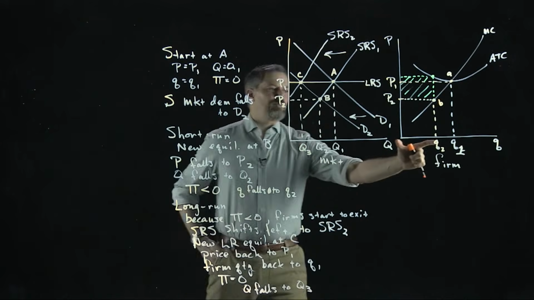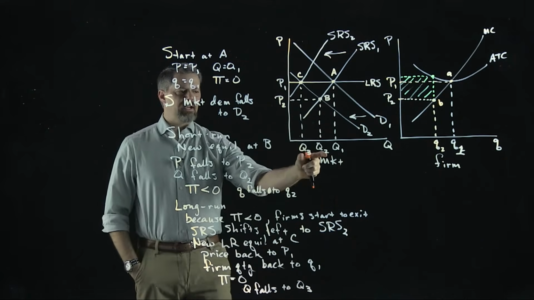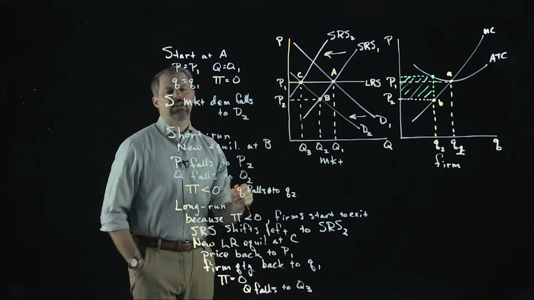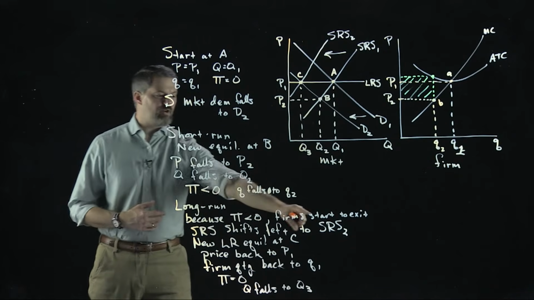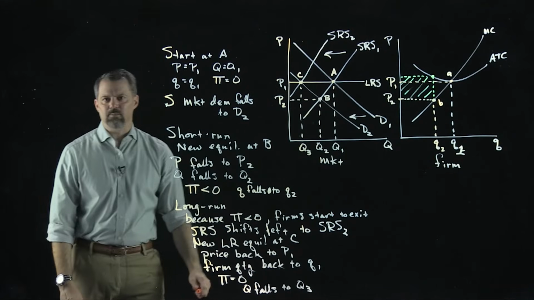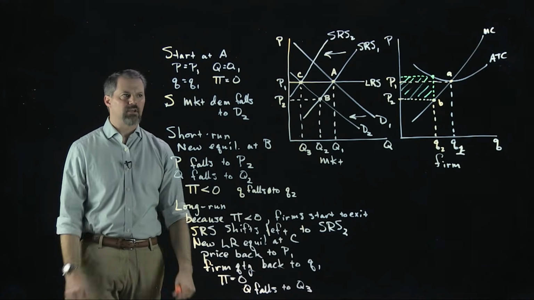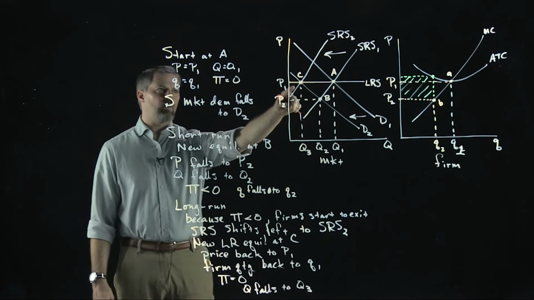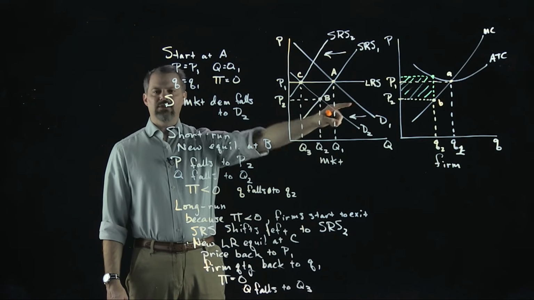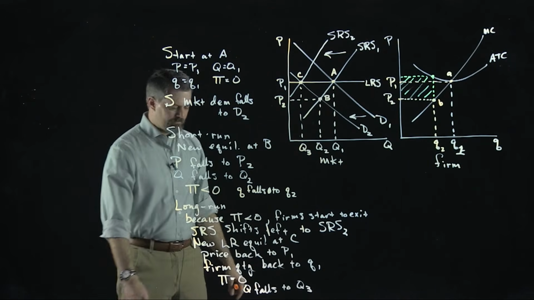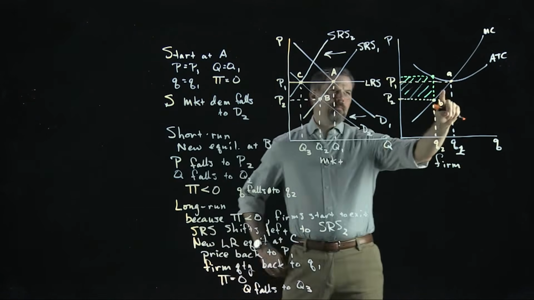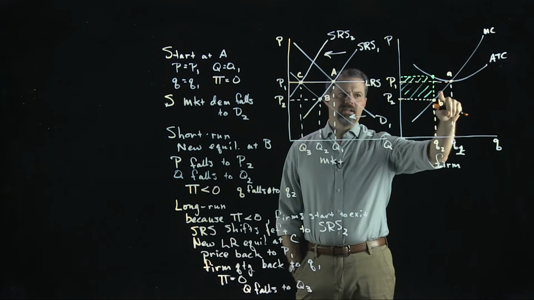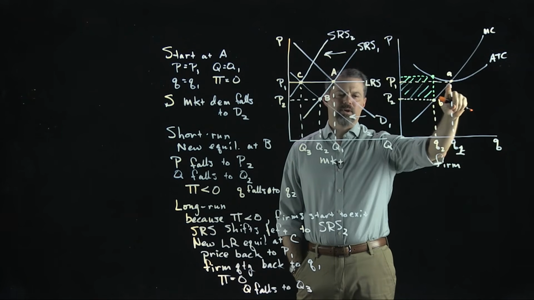Each firm is back to producing Q1, but the total quantity in the market has fallen to Q3, and the reason is that there are fewer firms in the market because firms have exited the market. So the size of the market shrinks. But we're back to a new long-run equilibrium at point C, where each firm is earning 0 profit. Our firm started at point A, went to point B, and went back to point A.